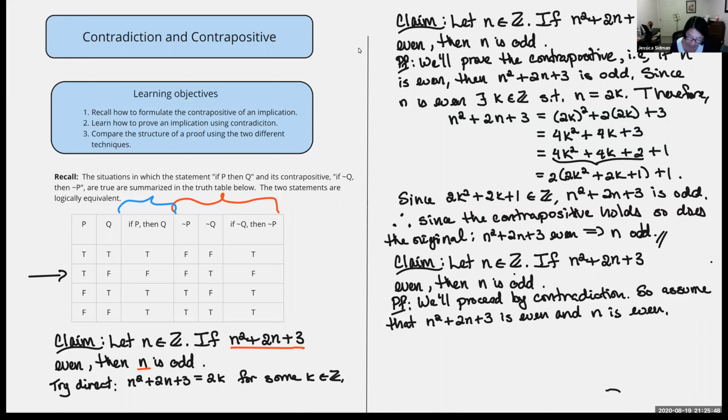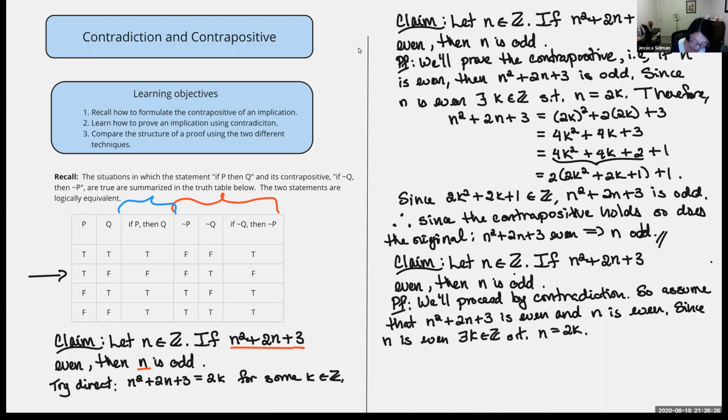Well, let's see, since n is even, there exists an integer k such that n equals 2k. All right, and now I have my two assumptions, that n squared plus 2n plus 3 is even and n equals 2k, and I have to find a contradiction someplace.